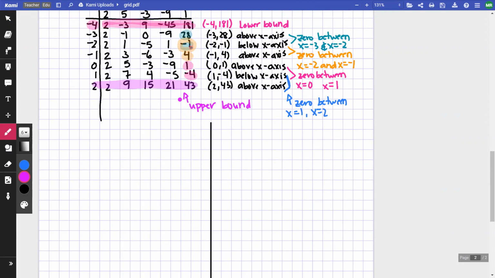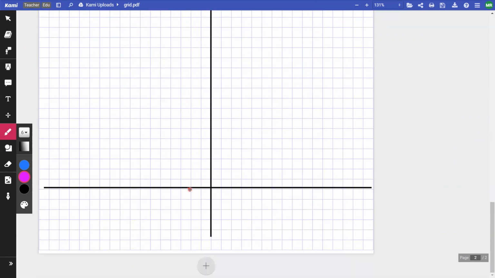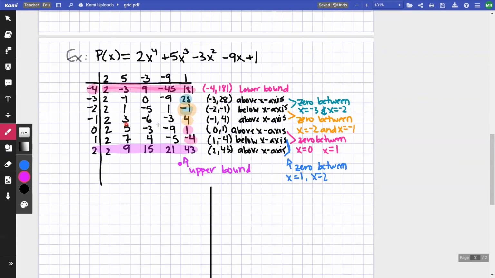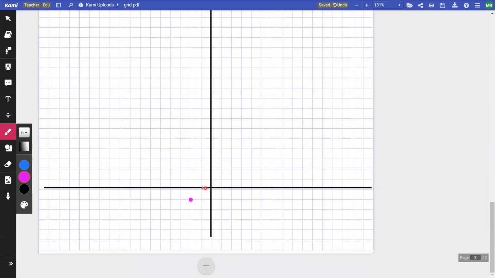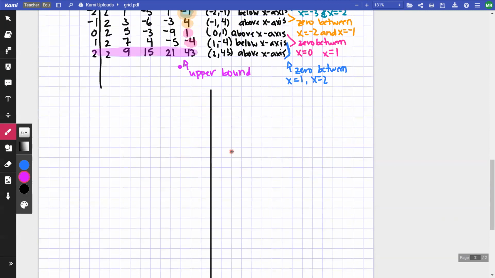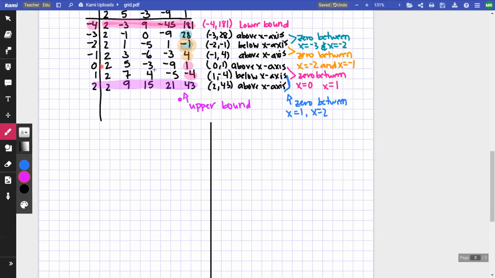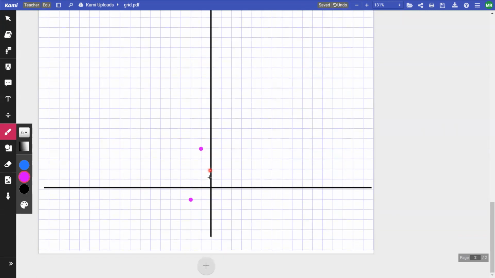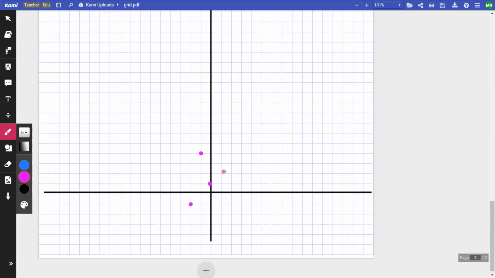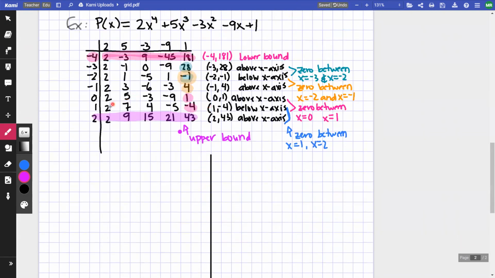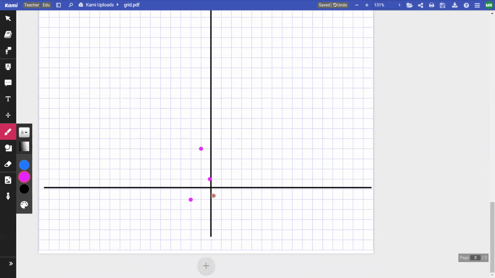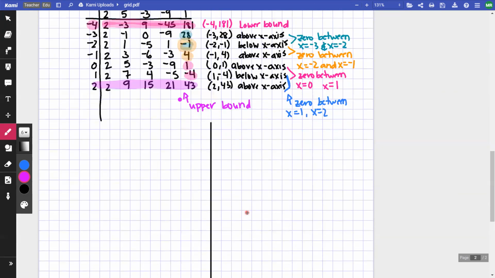Now I'm going to plot -2, -1, which we should all be able to fit. -2, -1. -1, 4. -1, 1, 2, 3, 4. 0, 1. 1, -4. And my 2 is 43. I don't think I can get up to 43. Yeah, yes, you may.